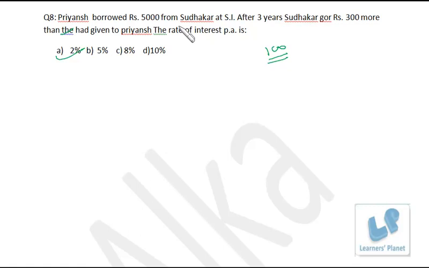Okay, just a very simple thing. Simple interest remains same every year. For 3 years he is getting 300, that means per annum he is getting 100. So 100 is what percent of 5000? So that's 2%. Okay.